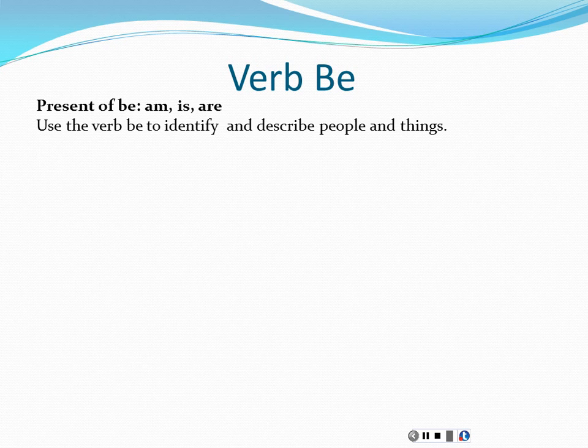Use the verb be to identify and describe people and things. It means we use the be verb to identify, define or describe people or things. Identify: who are these people? What are these things? And describe, as we said last time.